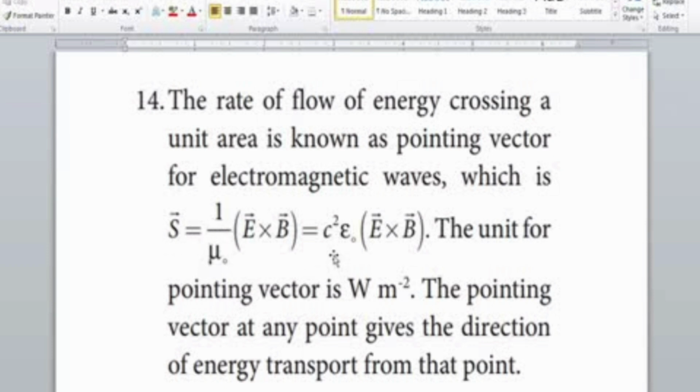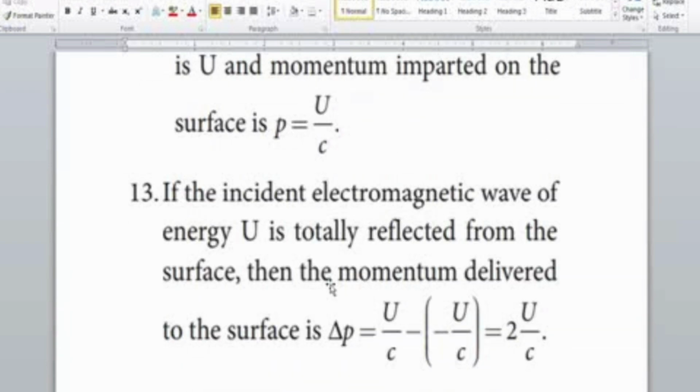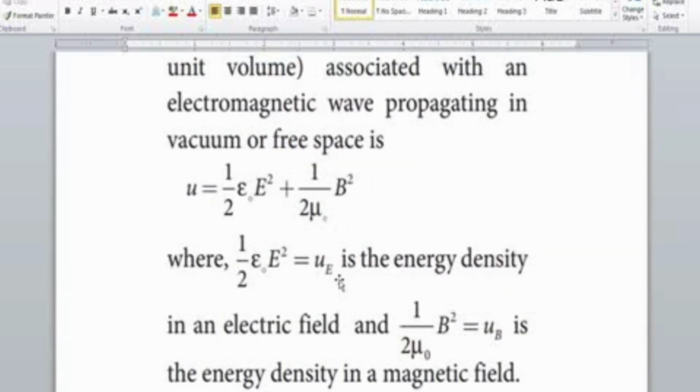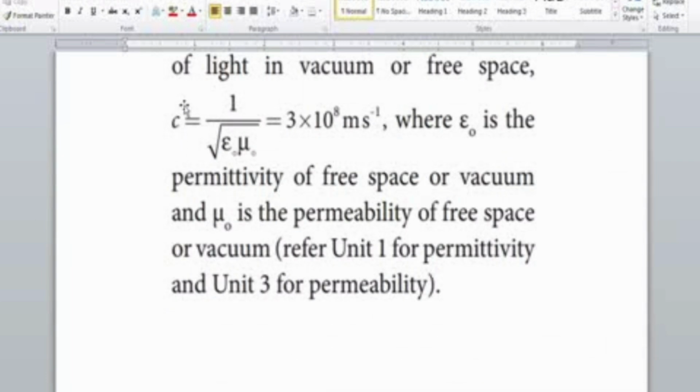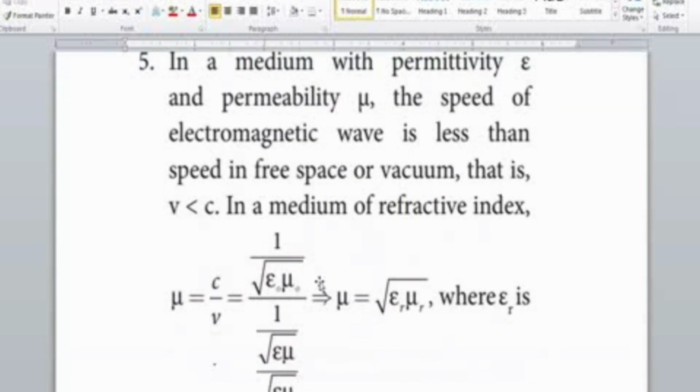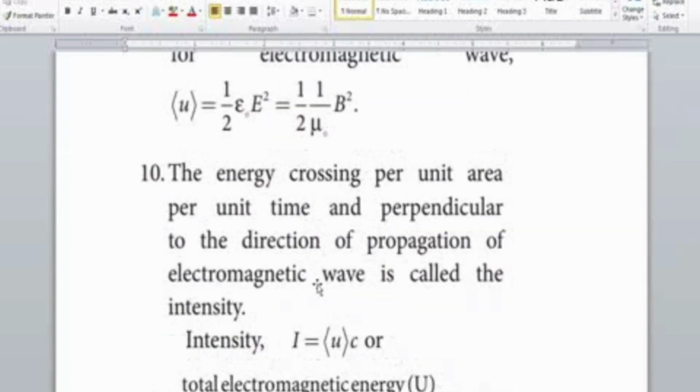Or you can write that equation like this, c square epsilon naught E vector cross B vector. Because c is equal to 1 by root of epsilon naught mu naught. So converting that, instead of 1 by mu naught, you can write c square epsilon naught. Substituting that value, you can write c square epsilon naught E vector cross B vector. So this equation is derived from which formula? See, c is equal to 1 by root of epsilon naught mu naught. When you put c square, this will become 1 by epsilon naught mu naught. Or you can take out the epsilon naught here. So 1 by mu naught equal to c square epsilon naught. So this equation is substituted here. So the Poynting vector becomes like that.